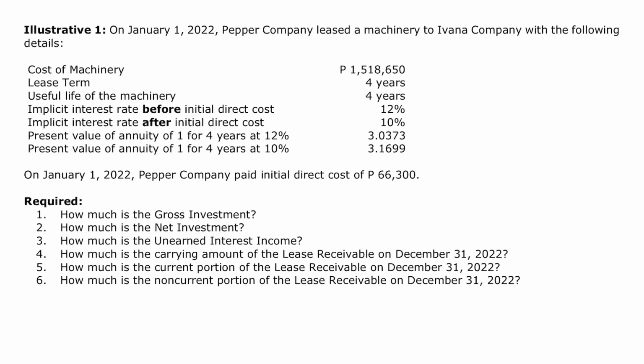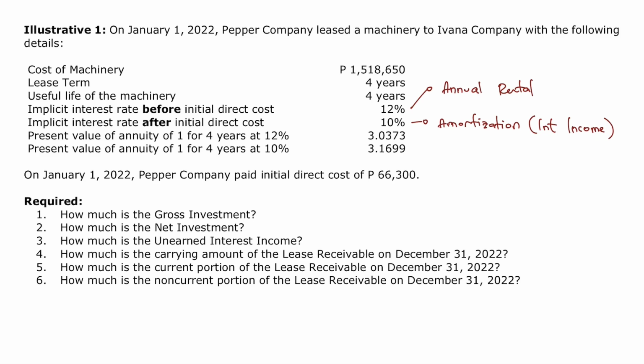Implicit interest rate before the initial direct cost is 12%, while the implicit interest rate after initial direct cost is 10%. So sir, anong pinagkaiba niyan? Itong before initial direct cost na yan na 12%, ginagamit po ito sa computation ng what? Ginagamit yan sa computation ng annual rental. Pero itong 10% na to, yan yung ginagamit natin sa pag-amortize or sa amortization natin. And at the same time, kung yan yung ginagamit sa amortization, yan din po yung ginagamit sa computation ng interest income. Okay?